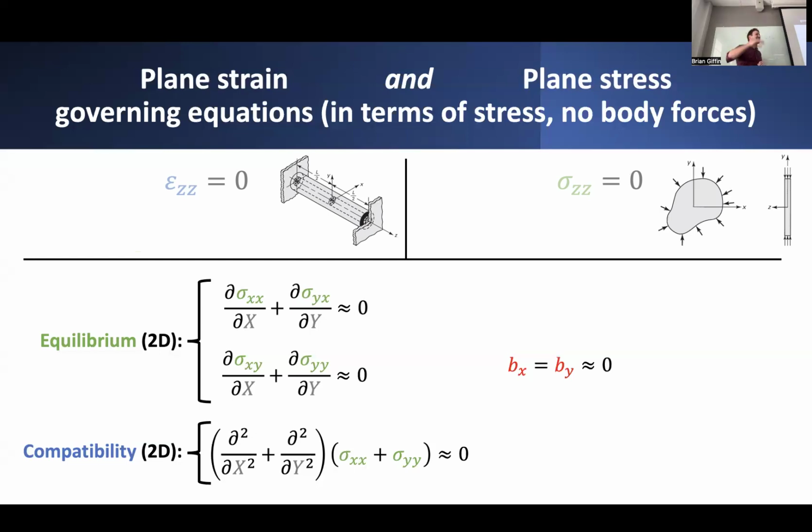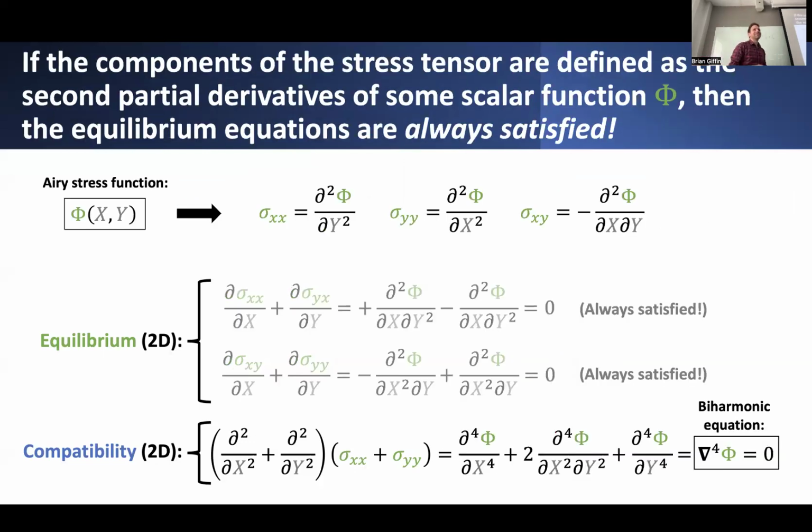And it's also interesting to note, if we suppose the body forces are relatively negligible compared to whatever external load we might be putting on the body, so we can just assume it's close to zero, then it doesn't actually matter whether we're looking at plane stress or plane strain. That extra beta parameter just goes away. And the same set of equations can be solved for either plane stress or plane strain in terms of just stress. Okay, now how do we use this?